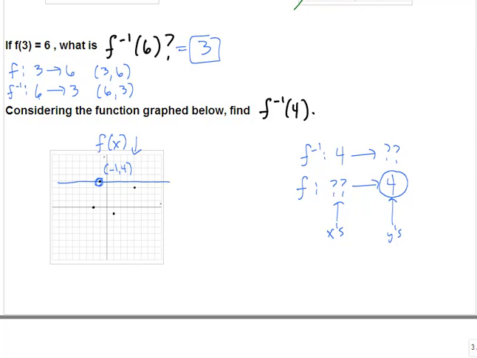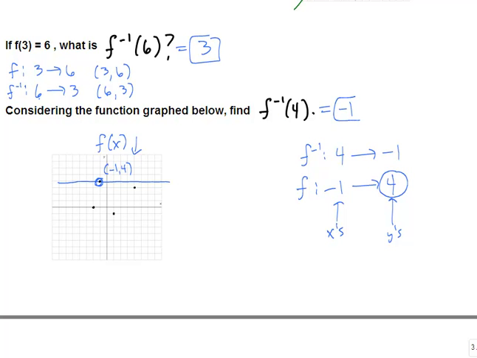So that means on the graph of f, -1 got sent to 4, therefore on f inverse, 4 gets sent back to -1. So the value of f inverse of 4 must be -1. So it's really the same problem as the last one we did, but you're looking at ordered pairs and dots on a graph instead of being given the value in function notation.